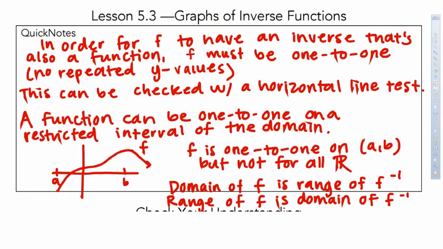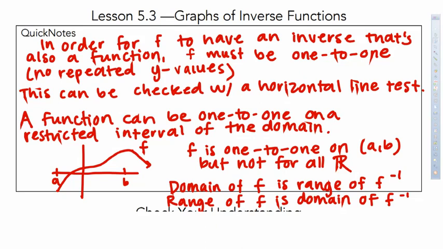In order for f to have an inverse that's also a function, f must be 1 to 1, in other words, no repeated y values. What that means is that for the original function f to be a function, it had to pass the vertical line test. And remember what that means.